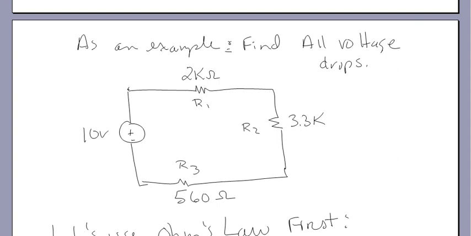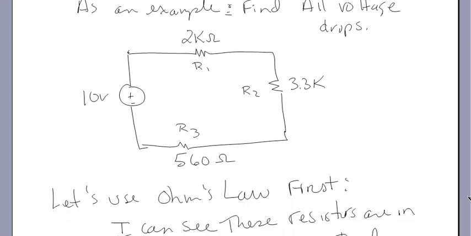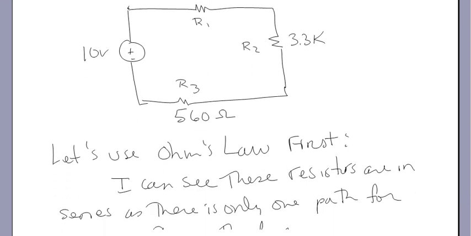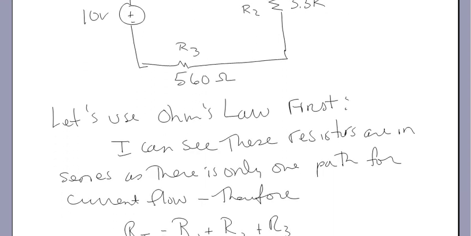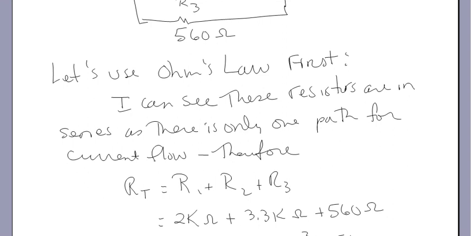Okay, as an example, find all voltage drops. So we have a 10 volt source, a 2K resistor, a 3.3K resistor, and a 560 ohm resistor. So we're going to use Ohm's law first. I can see that these resistors are all in series as there is only one path for current flow.